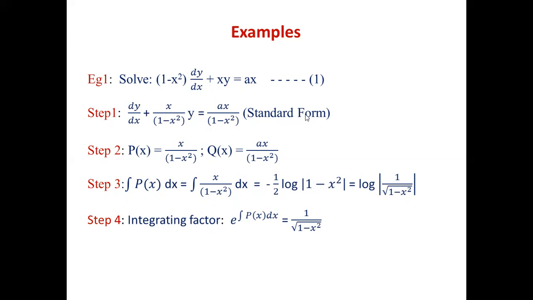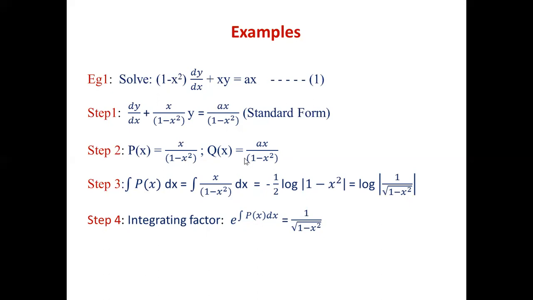Now this is in the standard form: the derivative of y with respect to x, plus a function of x multiplied by y, equals a function of x. So here you are able to identify what is p of x and what is q of x. So the second step is over.